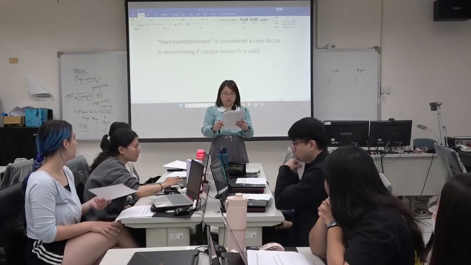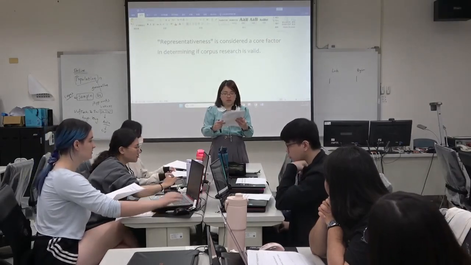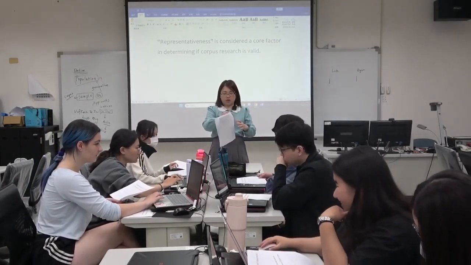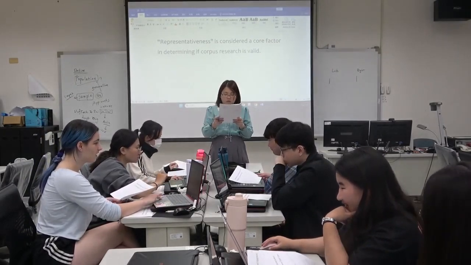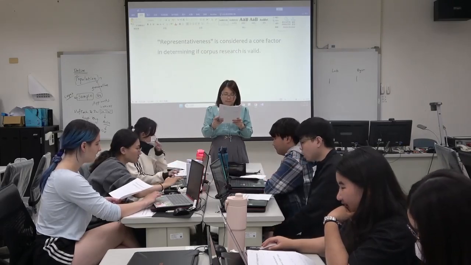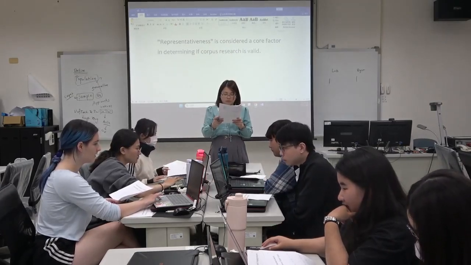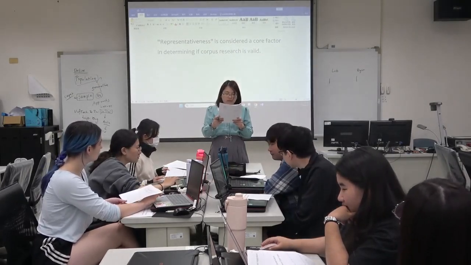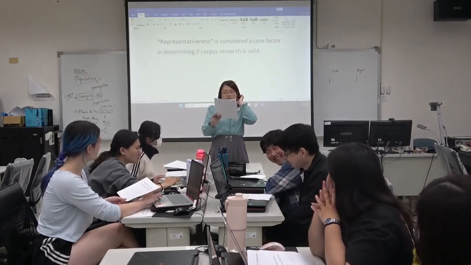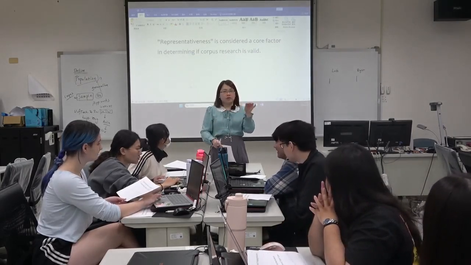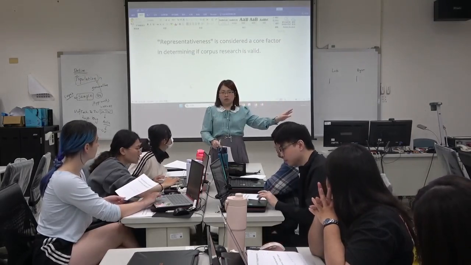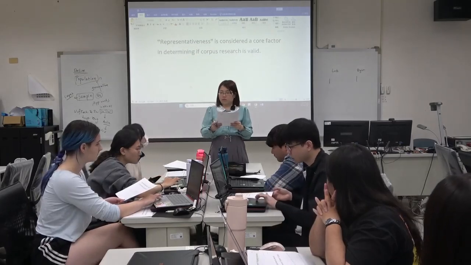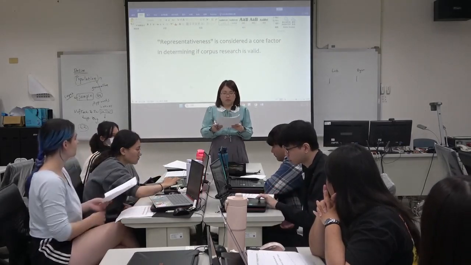Representativeness is central to the validity of corpus research. And then where did you find it? Page 59. That's the first page. Which line? The first introduction paragraph, and it mentions an article from 1993. Yes. But then does that mean no representativeness means no corpus research? What do you think? What do you guys think?